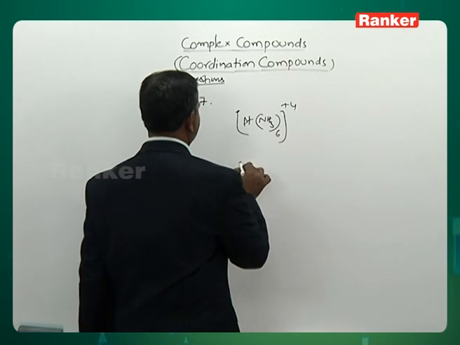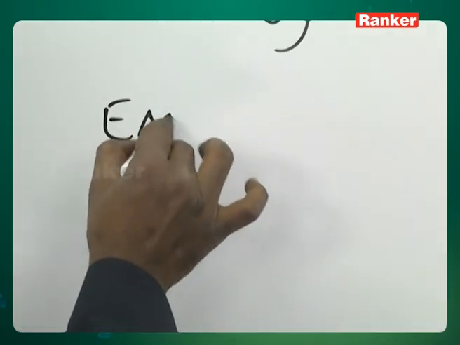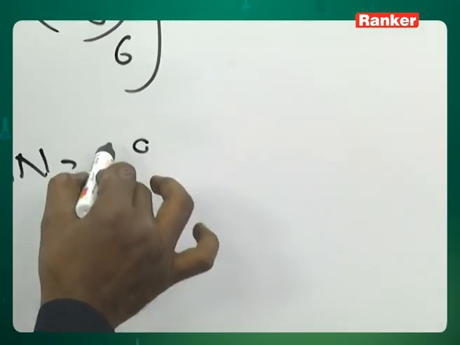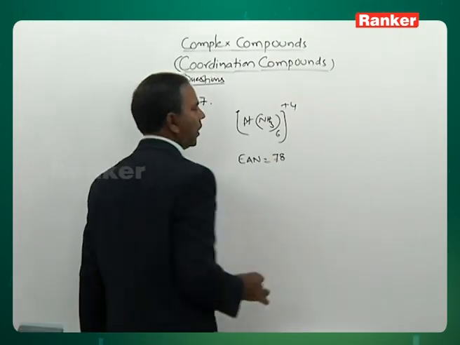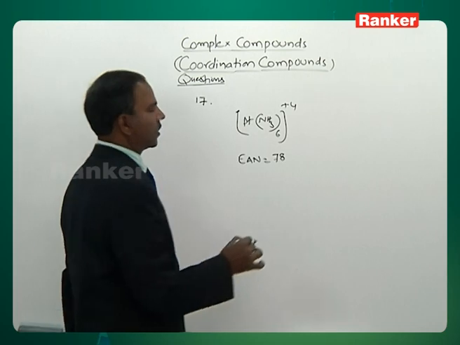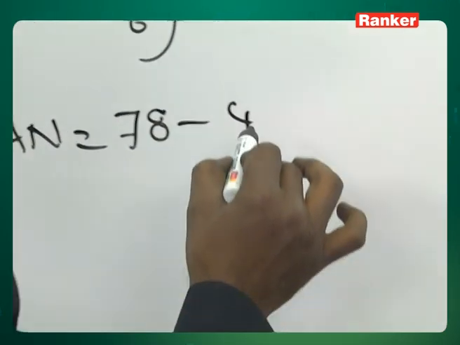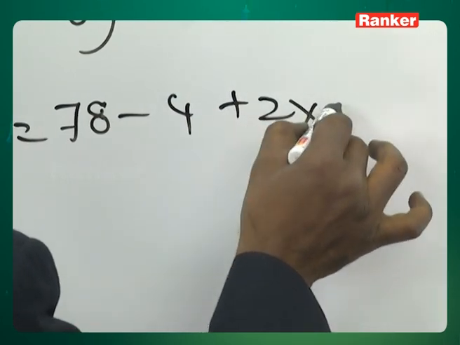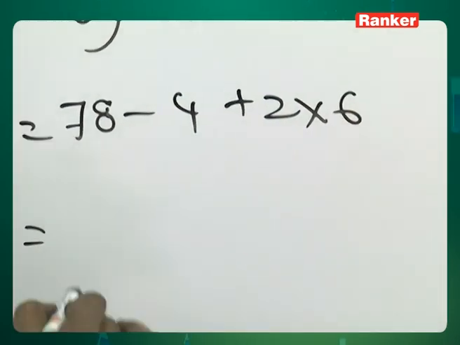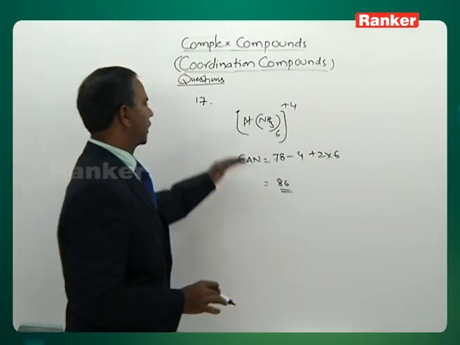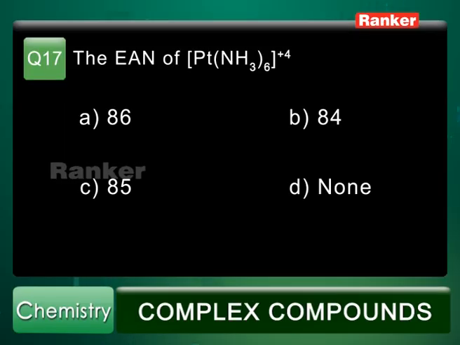So EAN means what? EAN equals the atomic number of the metal ion. What is the atomic number? 78. Atomic number minus oxidation number. So the oxidation number is what? Plus 4. So it is 78 minus 4, plus 2 into coordination number 6. This is coming to be 86. EAN of this particular complex is 86. So the answer is A.